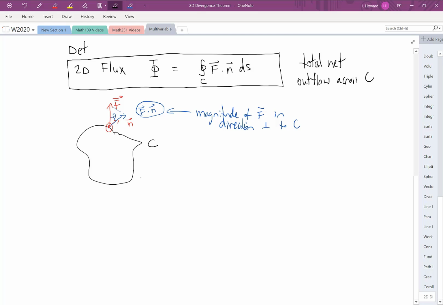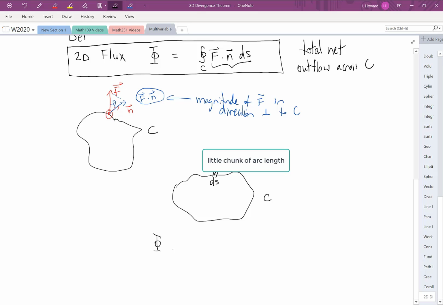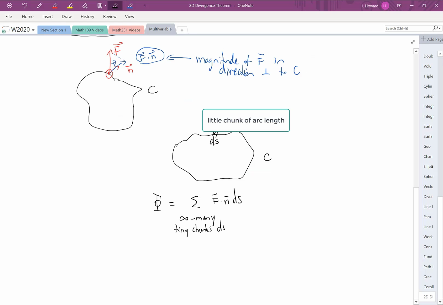So I'll draw another version of this curve here. Here's our curve. ds is just a little chunk of arc length. So then what Phi does is it takes an infinite sum of expressions that look like this, F dot n ds, and it's doing that sum over infinitely many tiny little chunks ds. These little chunks ds are just little chunks of the arc length around our curve. So this quantity is giving us the net outflow across the curve in this little neighborhood here.